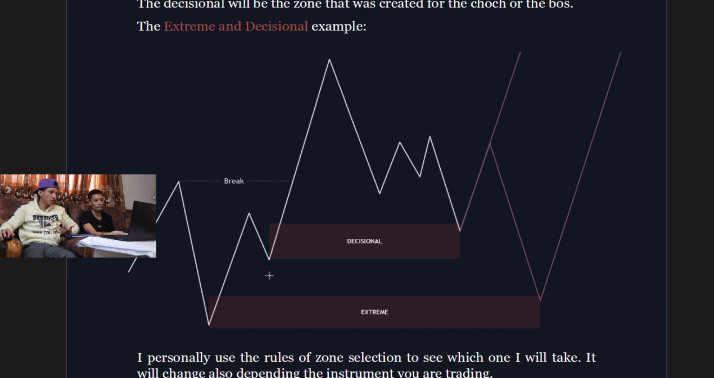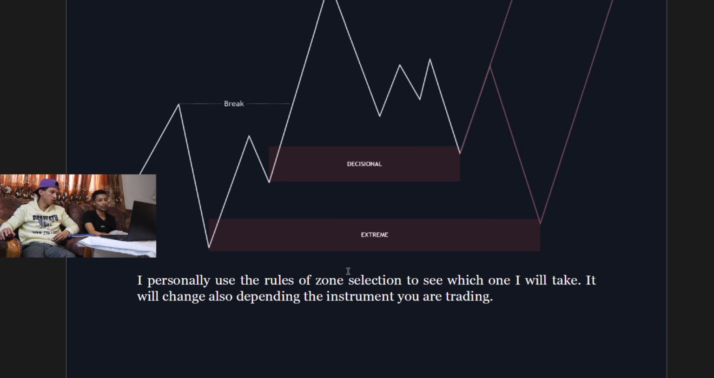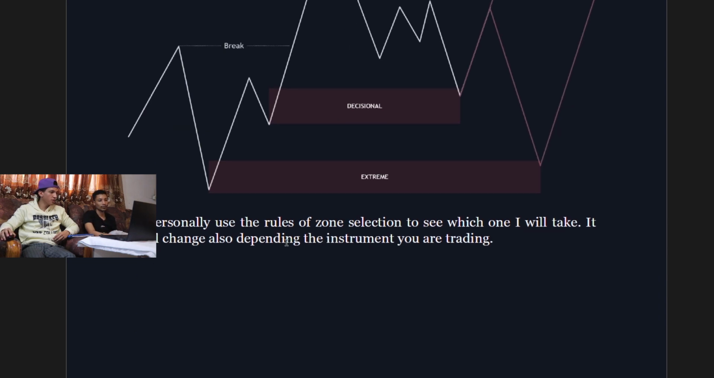Both of these are strong lows. I'd say the extreme is maybe your protected low, because of the first break of structure. This first break of structure makes this one more likely. But this one is also a confirmed low because it broke here on top. So this is why it's a decisional, and this one becomes an extreme. I personally use the rules of zone selection to decide which one I would take. It will also change depending on the instrument you are trading.